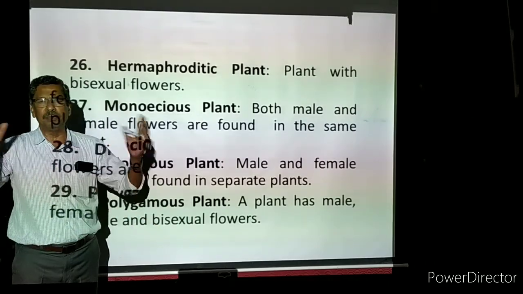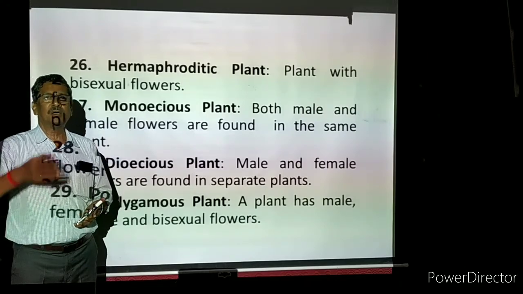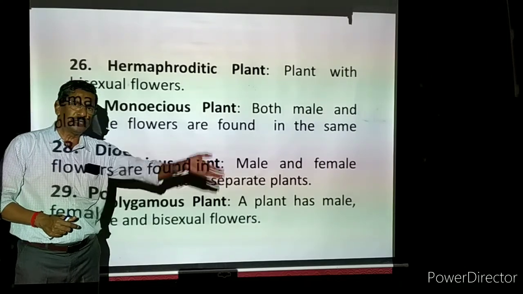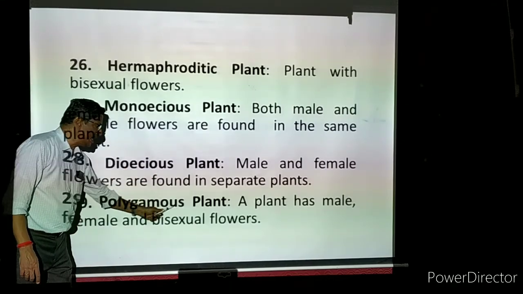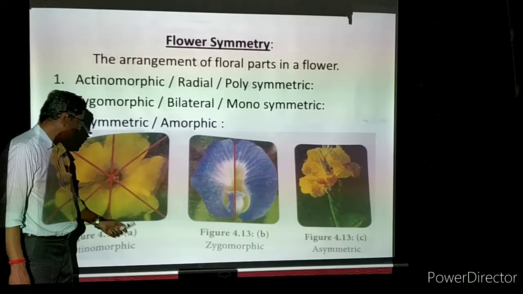For example, one plant you are taking, one branch if you see, bisexual flowers will be there. In another branch if you take, male flowers, one more branch if you take, female flowers, like that. So, a single plant has 3 types of flowers. That is called polygamous.